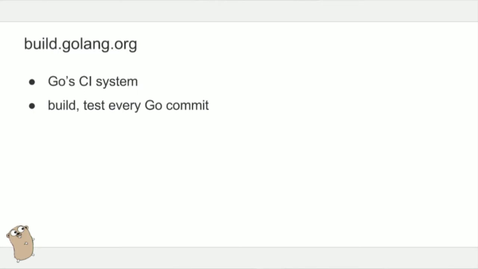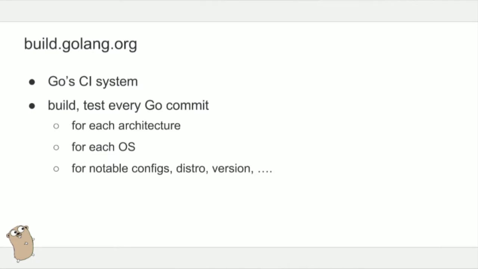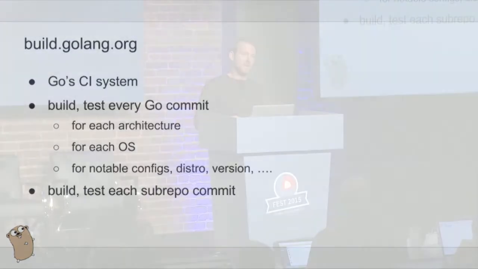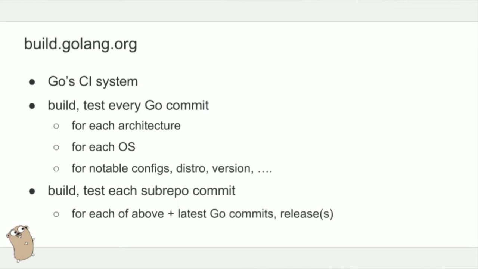But in addition to just doing every architecture, we also want to do every OS. And we want to do every config of an OS or version of an OS or distro. And we also want to do sub-repos, so not just the main Go tree, but also our crypto and net and image repos. And not only do we want to build those for every architecture and OS, but for each of the above, plus all the recent Go commits and all the previous Go stable releases, so we don't accidentally depend on some Go 1.5 feature and break all the existing Go 1.4 users.